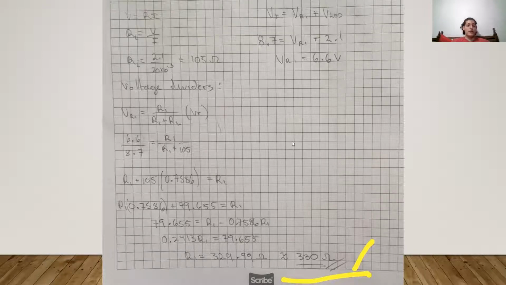Then using voltage dividers, we can find the resistance of R1, as we already have the voltage in the first resistor, the total voltage, and also the current. Using simple math and rearranging all the factors, the resistance of the first resistor is 329.99 ohms, which can be rounded to 330 ohms, as we can see in the right corner of this image.